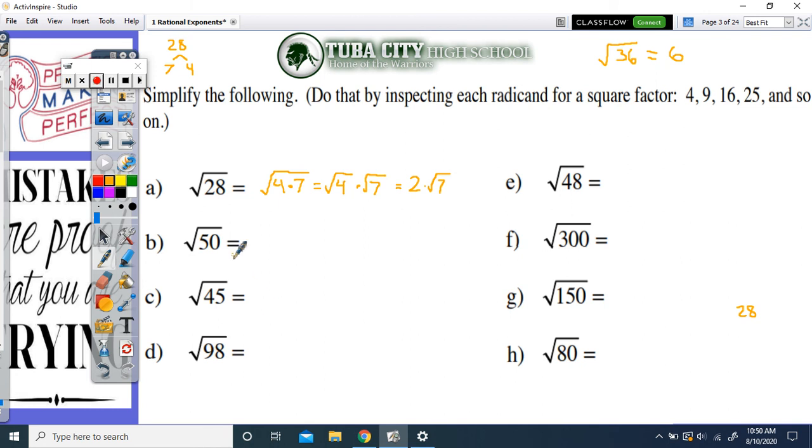So let's go ahead and try another one. Now for 50, I need two numbers that multiply to 50. And you might be thinking something like 5 times 10, which is usually what most people would think of first. 5 times 10 is 50. Now that doesn't quite work out because neither 5 nor 10 are square numbers. We want to look for square numbers to use as factors. So I'm going to use 2 and 25 because I know that 25 is a square number. So 2 times 25.